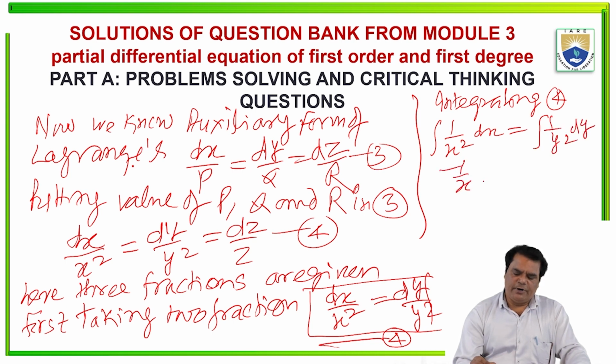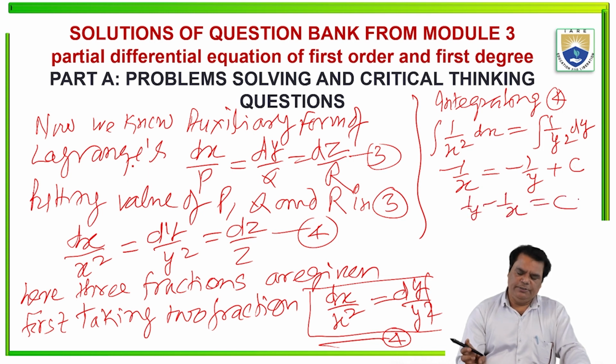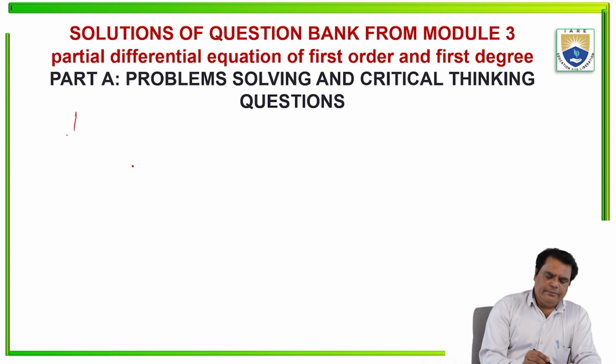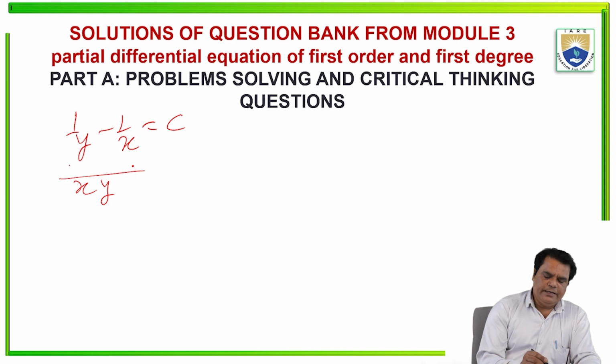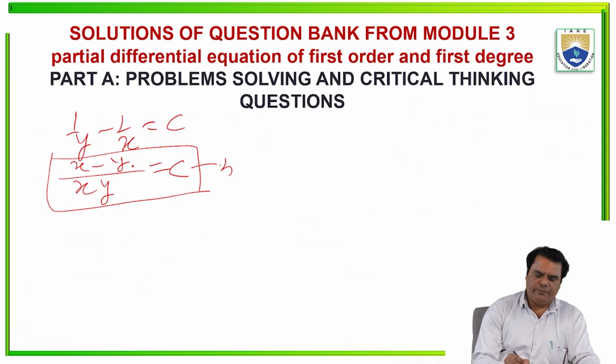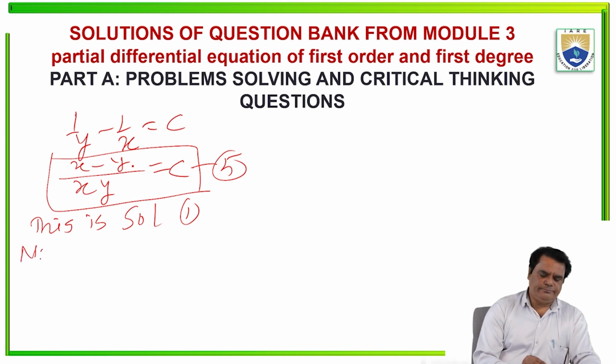So here is minus 1 upon x equal to minus 1 upon y plus c. So we write 1 upon y minus 1 upon x equal to c. So x minus y upon xy equal to c. This is equation 5, this is solution 1.